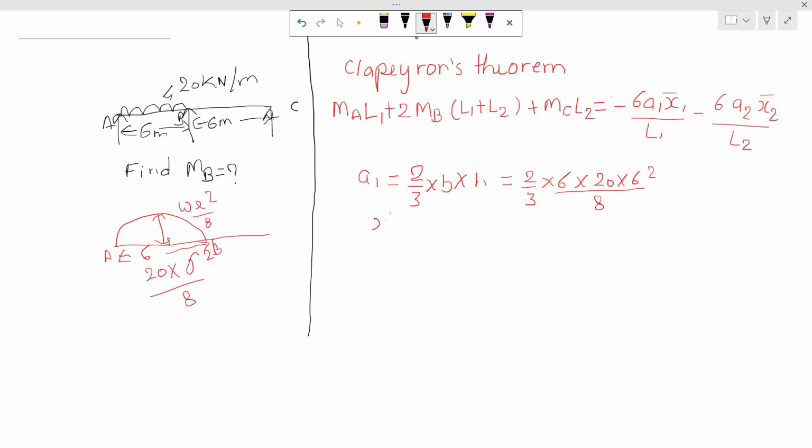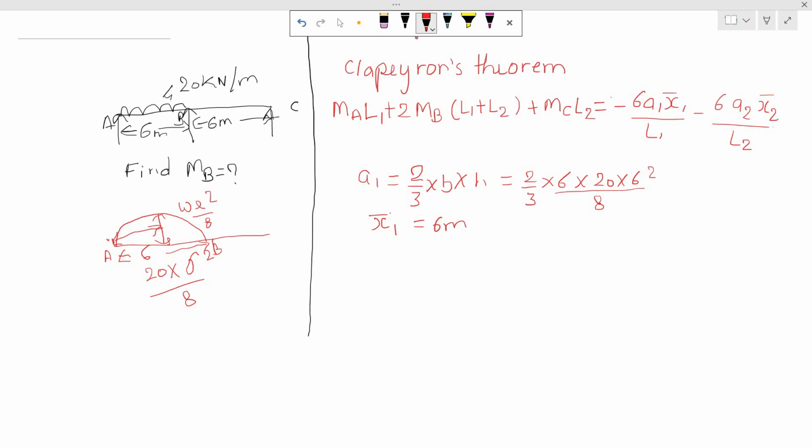Now x1 bar, which is the distance of centroid from support. So from here and here we need to calculate the distance of centroid. As you know, this is symmetric. There is a symmetry in this figure. So the CG will lie over the YY axis. So this will be at the center. So x1 bar will be 3 meter.